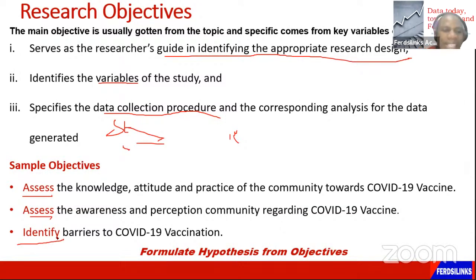You want to assess their level of awareness, maybe their perception regarding the COVID-19 vaccine, or you want to identify barriers to the vaccine. Maybe there are religious conditions, people don't want to take vaccination, there's a lot of propaganda in the air, this and that. You are carrying out a study, and so you see that identify key barriers. Right there, what you're trying to do is identify. You see the word identify, it stands out.